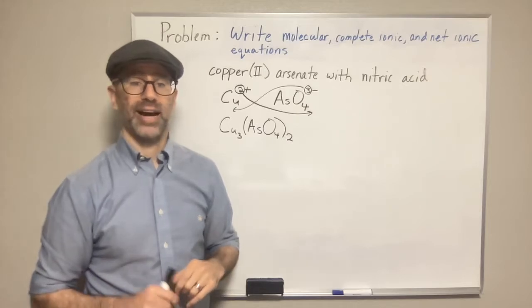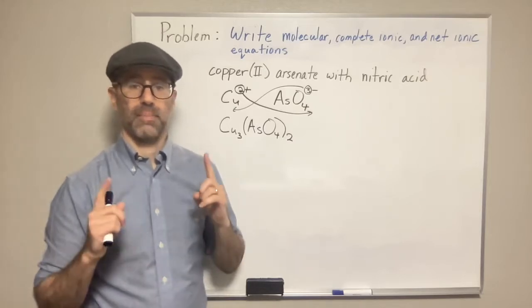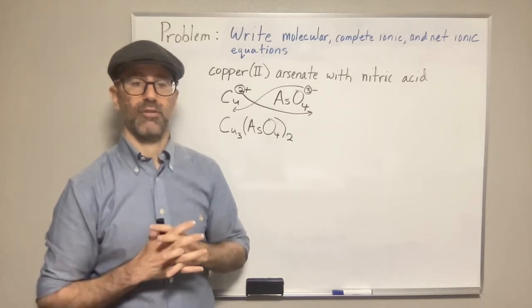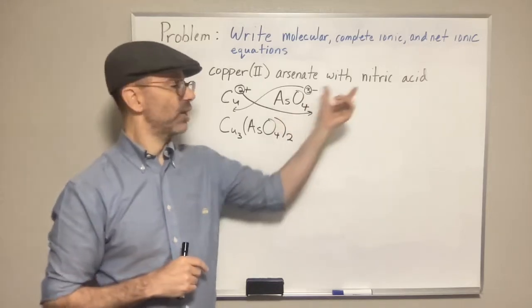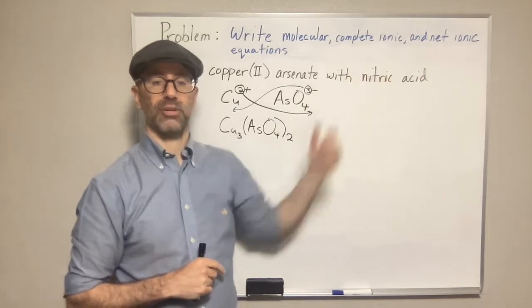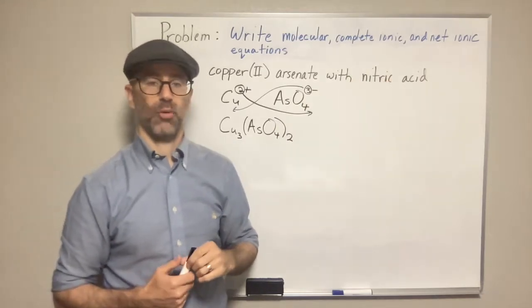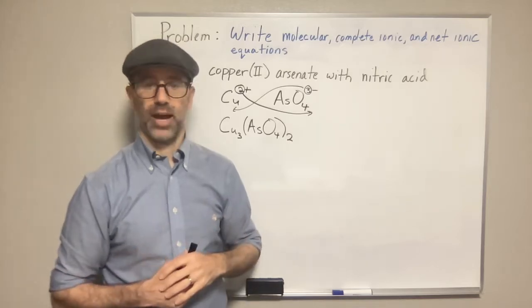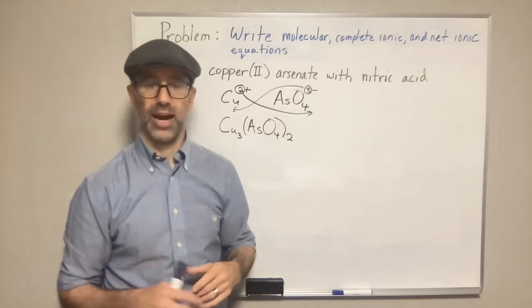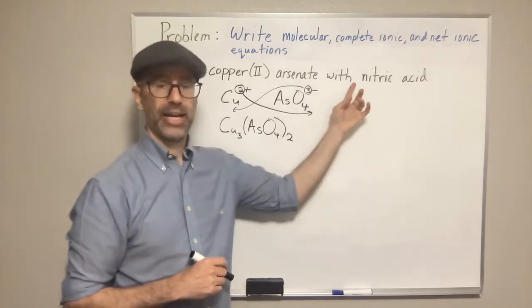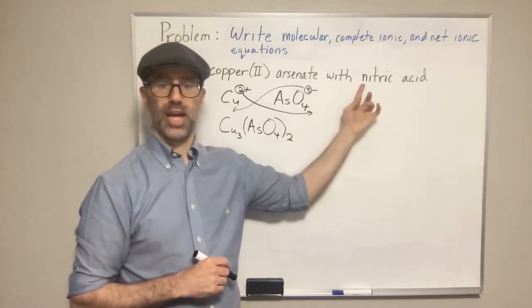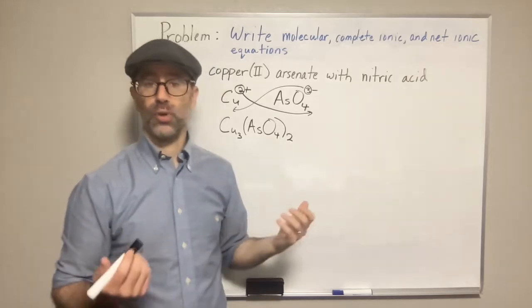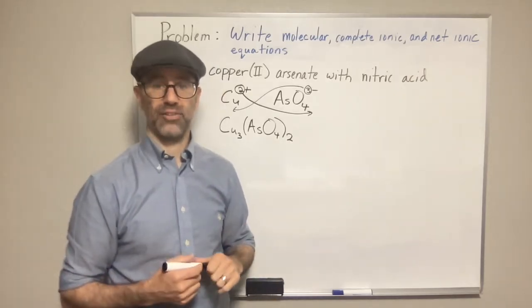A really easy way to identify your binary acid is by the beginning of hydro in the name. So if the name of the acid begins with hydro, that's a dead giveaway that you've got a binary acid. If it doesn't begin with hydro, you don't have a binary acid, you have an oxyacid. So here we don't have hydro as a prefix to the name of your acid, so we don't have a binary acid, we have an oxyacid.